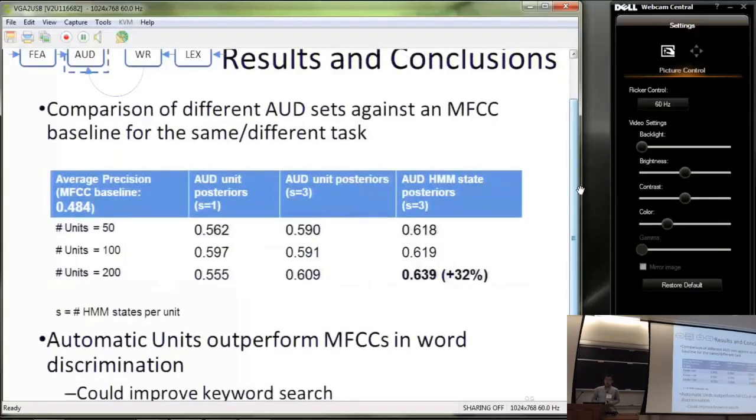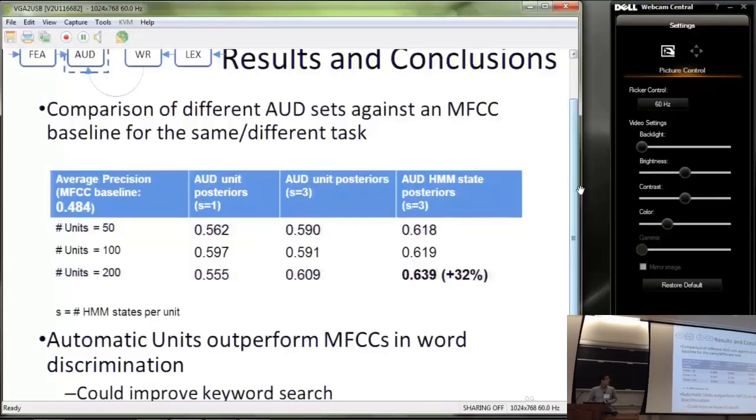Our results of comparing different AOD settings against the MFCC baseline are shown in this table. Here we can see that the MFCC baseline gives an average precision of 0.484. We try different numbers of units, as well as the single HMM state AOD, which is the first column, and the 3-state AOD, which is the second and third column. From the previous slides, we see that when we use the 3-state HMM AOD, we are able to have either the unit-level posteriors, which is the second column, or the state-level posteriors, which is the last column.